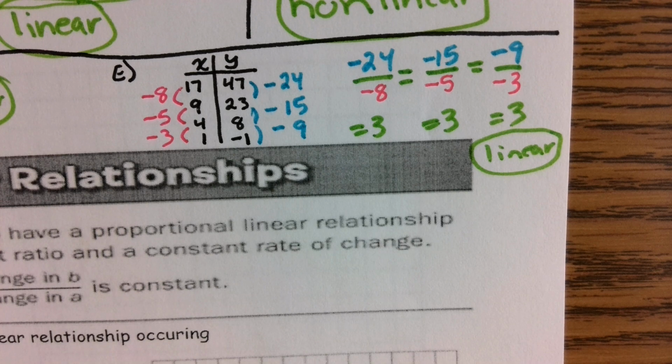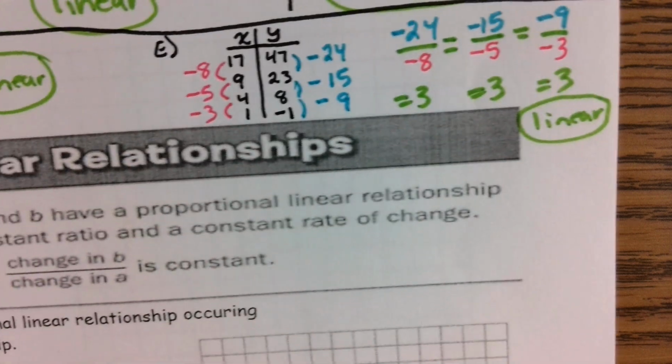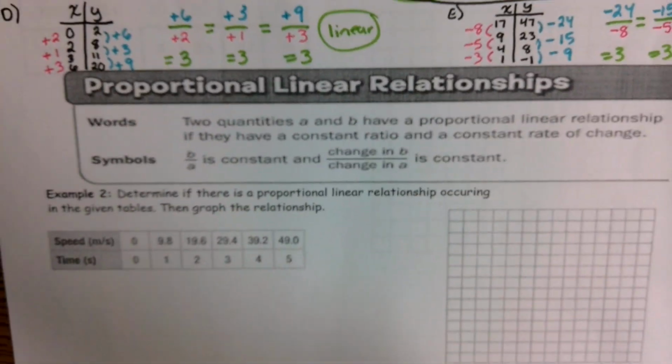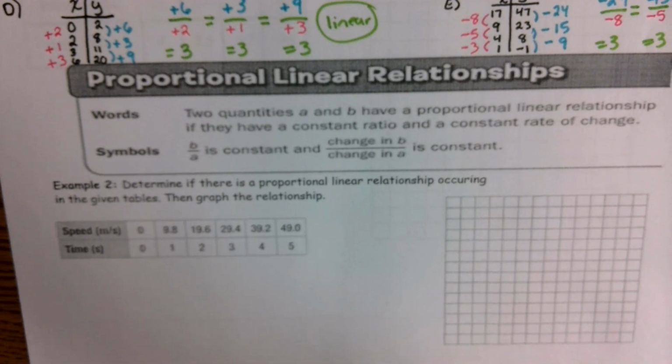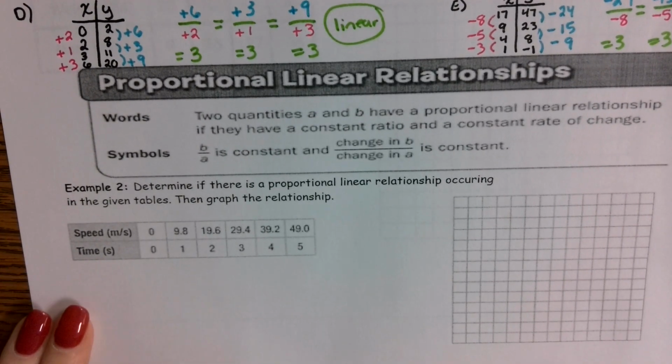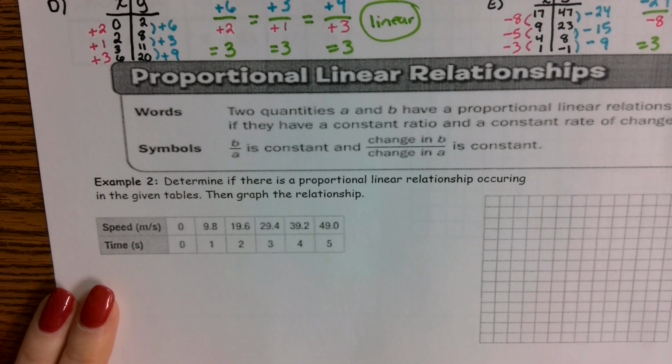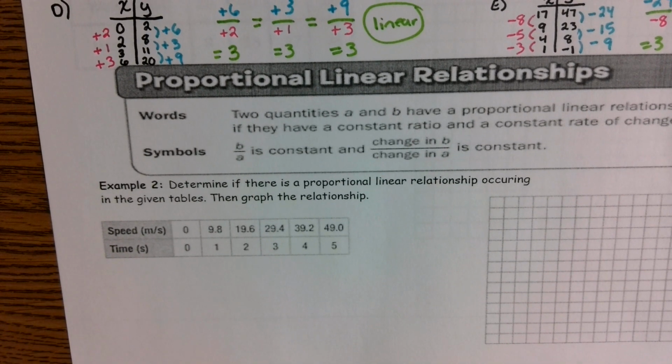Okay, so again, it's important. If it's linear, it's going to form a straight line, and it has a constant rate of change. Straight line, constant rate of change is linear. Now we're going to talk about some proportional relationships. In order for it to be a proportional relationship, not only does it have to be linear, but it has a very specific point that it has to encounter, and that point is the origin.